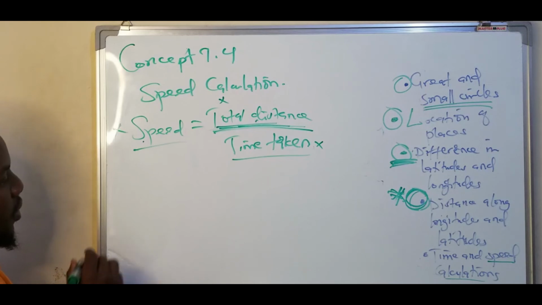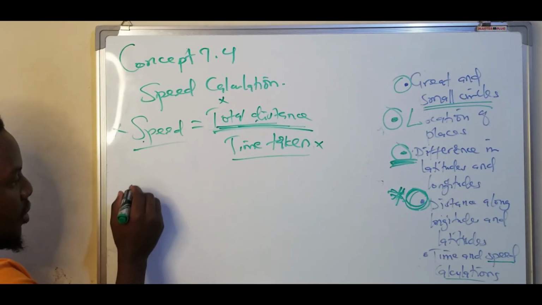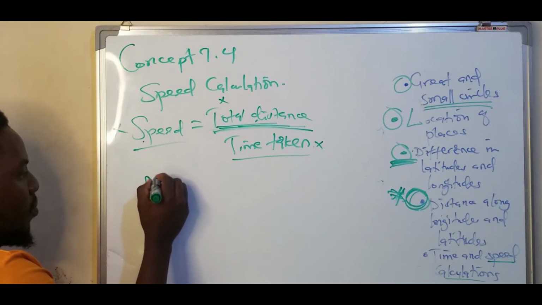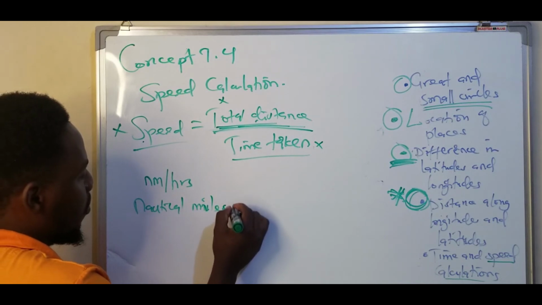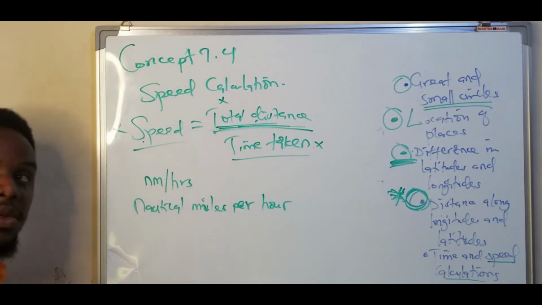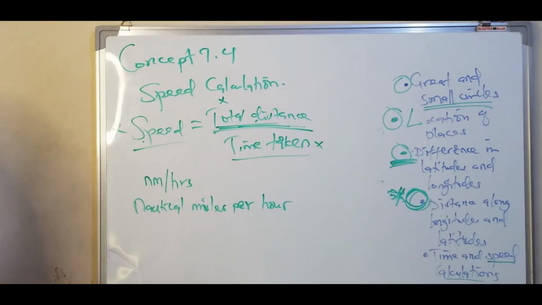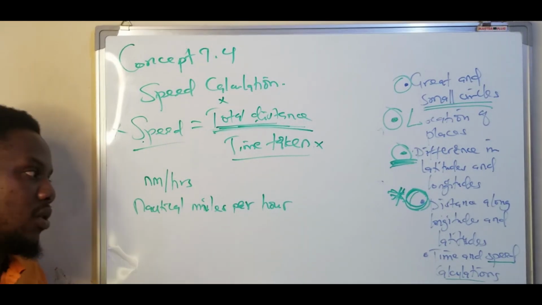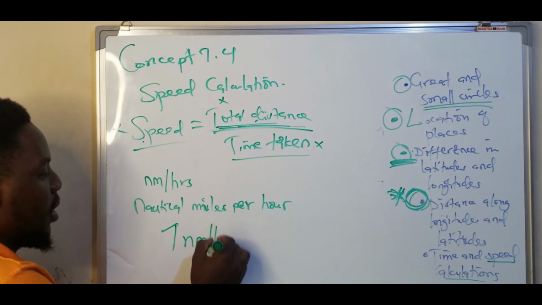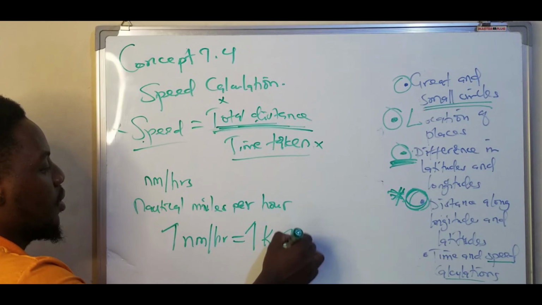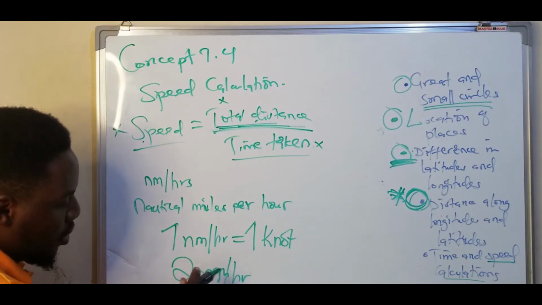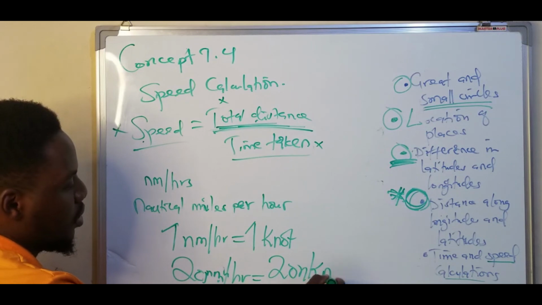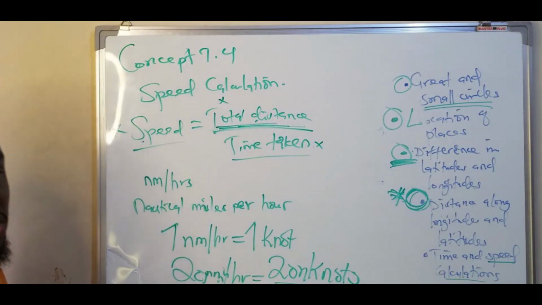Now, most of the time, the speed that you're going to calculate is going to be in nautical miles per hour. Why is it so? It's because most planes and ships use this. Instead of kilometers per hour, they use nautical miles per hour. What I need you to understand is that 1 nautical mile per hour is equal to 1 knot. So if my speed is 20 nautical miles per hour after calculating, this means that I've got 20 knots. So there's nothing much to talk about speed.